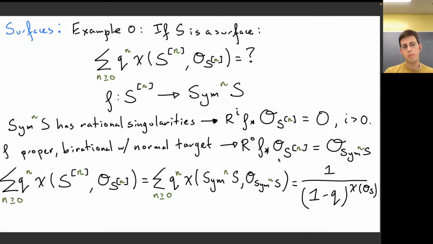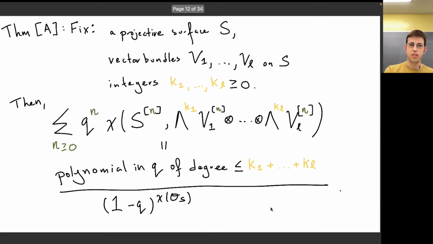So again, we see a nice way to express this total series as a rational function in terms of Euler characteristics over the underlying surface. And so this turns out to be true in general. So this is the main theorem of the talk.